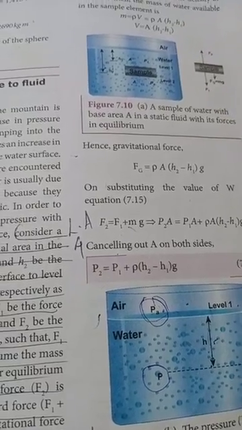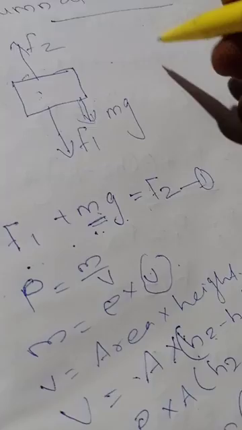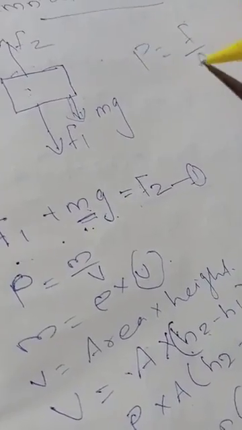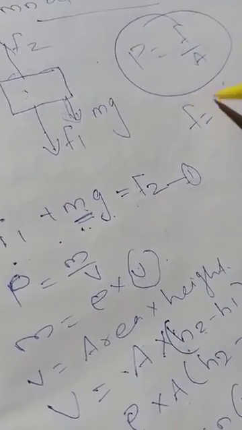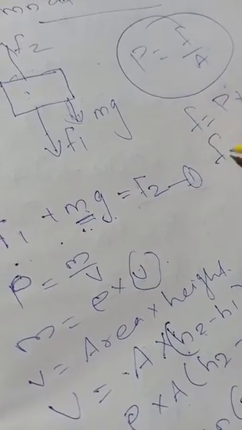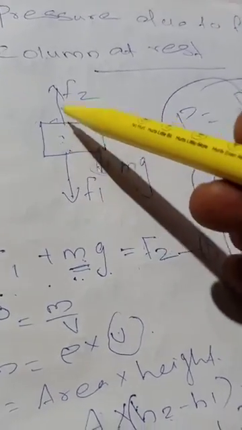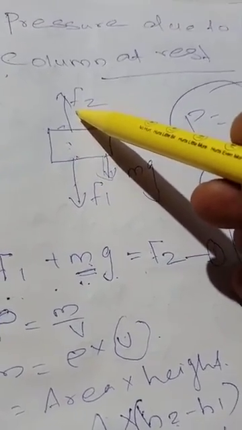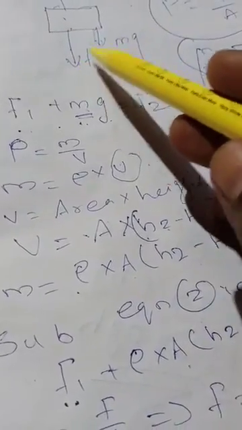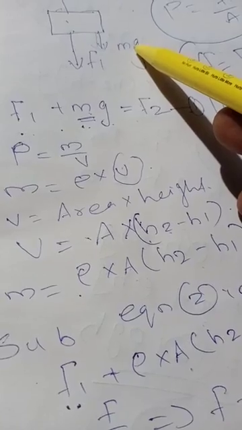Now you know the formula, pressure P is equal to F by A. From this we can find F is equal to P into A. So F1 means P1 A, F2 means P2 A. So keep this in mind. Now you can take the free body diagram for the sample. F2 is acting upward and F1 is acting downward. Along with force 1, the gravitational force mg is also acting.